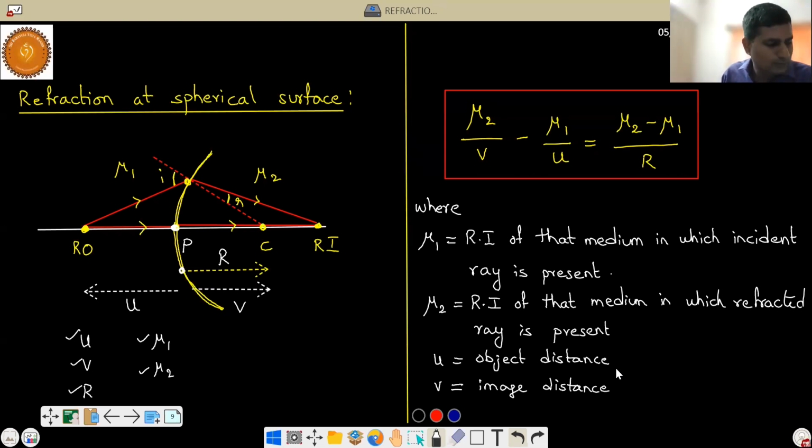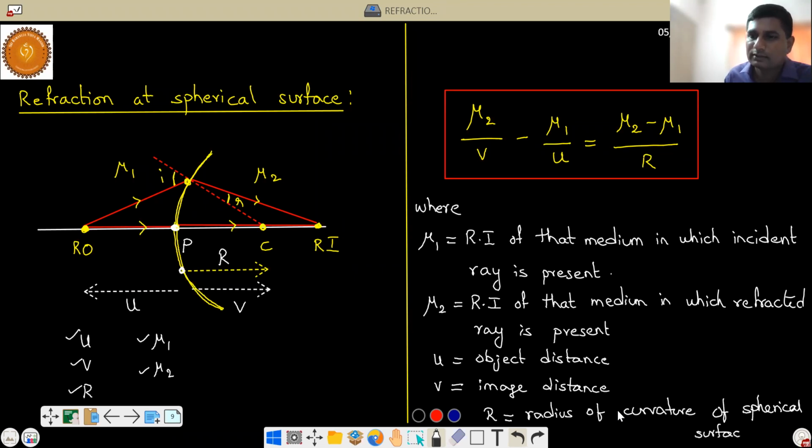Lens maker's formula is 1 by F is equal to (mu2 minus 1)(1 by R1 minus 1 by R2). That is different. So this is refraction at spherical surface. U equal to object distance, V equal to image distance, and R is the radius of curvature of the spherical surface. So this is very, very important.